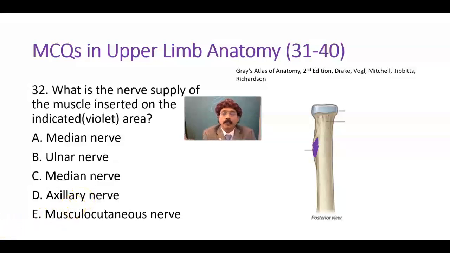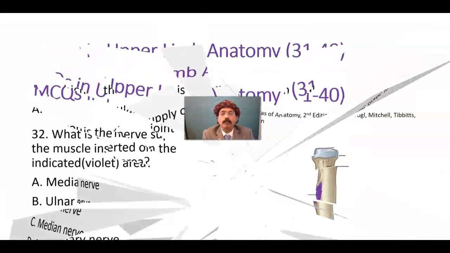Okay, we got that. What muscle inserts here? The biceps brachii muscle. So the nerve supply of the biceps brachii is the musculocutaneous nerve. That is the answer. E is the answer. That is the biceps brachii insertion here, supplied by the musculocutaneous nerve. Now to the next question.